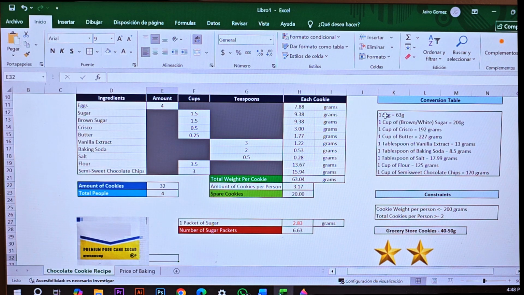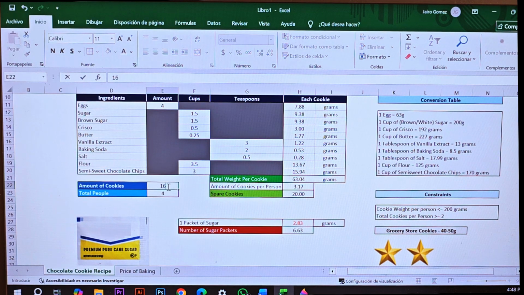So just to give you an idea, we have a conversion rate here where 1 egg is equal to 63 grams, 1 cup of brown or white sugar is equal to 200 grams, 1 cup of Crisco is equal to 192 grams, 1 cup of butter is equal to 227 grams, 1 tablespoon of vanilla extract is equal to 13 grams, 1 tablespoon of baking soda is equal to 8.5 grams, 1 tablespoon of salt is equal to 17.99 grams, 1 cup of flour is equal to 125 grams, and 1 cup of semi-sweet chocolate chips is equal to 170 grams.